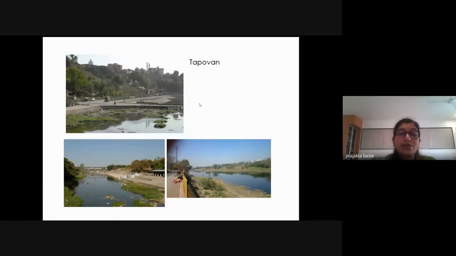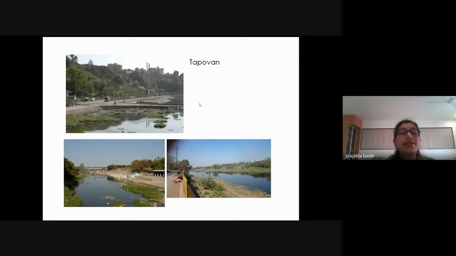Then coming downstream of the religious stretch, we come to a stretch called Tapovan. This name itself indicates that this was a part of Dandakaranya in the historical period, and that is why it had a forest category and characteristics of such kind that people, sages or hermits, used to come over here and were involved in doing meditation. It was a setting for all of them to do good meditation, and that is why it is called Tapovan.